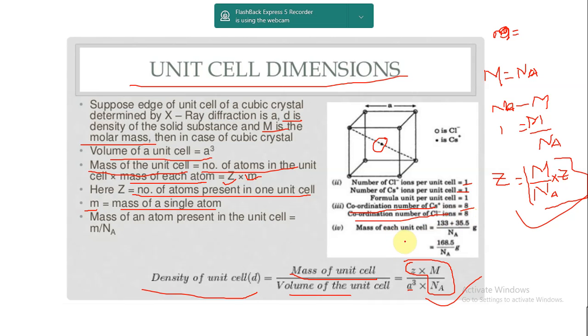So mass of the unit cell will be how much? Total mass, again it's molar mass upon Avogadro number. Okay, so mass of cesium is 133, mass of chlorine is 35, so this much molar mass is present. So this is how you calculate the mass of the unit cell present. But I have shown you this, you have to remember. Again I am telling you, capital M is molar mass. Molar mass means the mass of 6.022 into 10 to the power 23 atoms, that is, the mass of Avogadro number of atoms present.